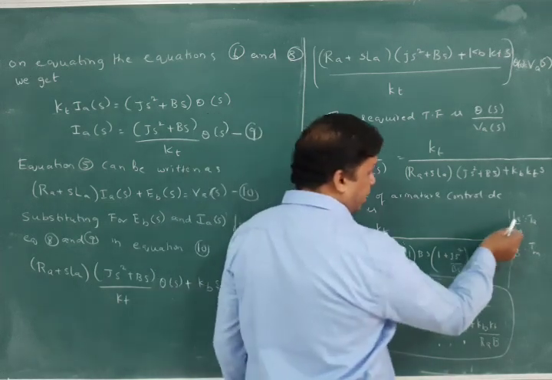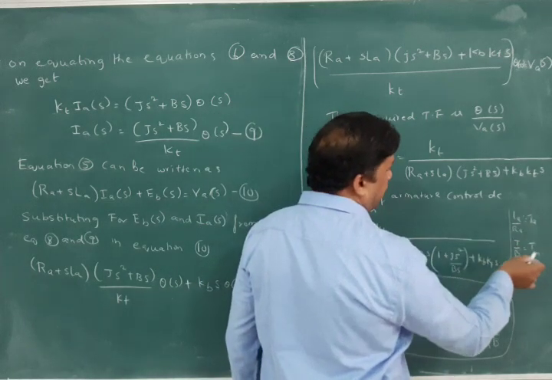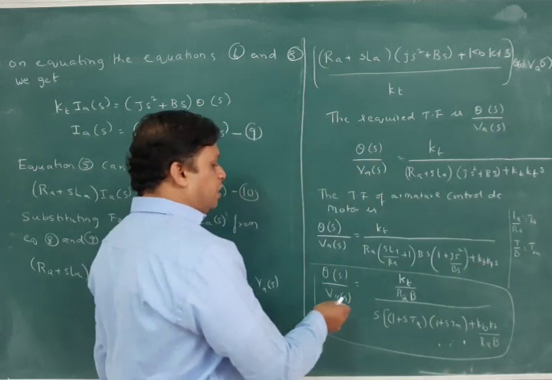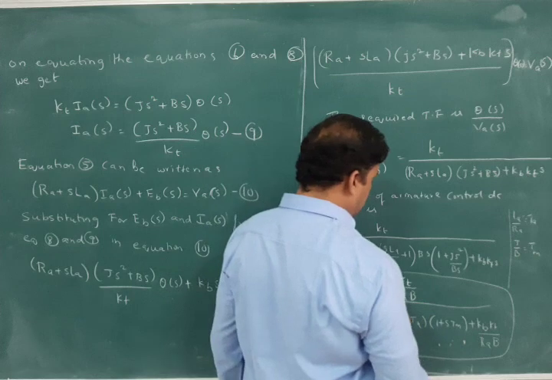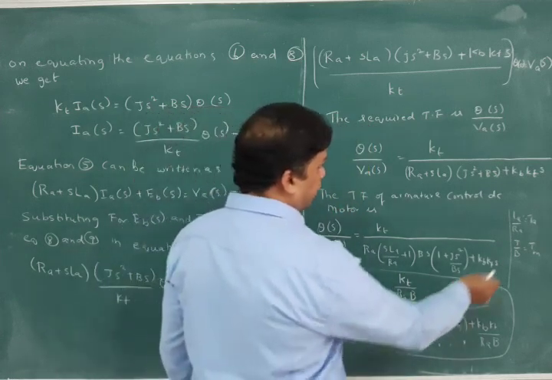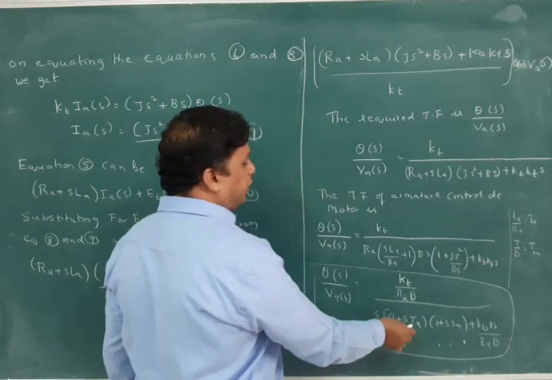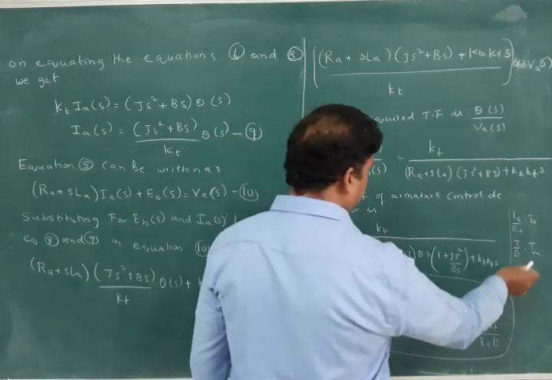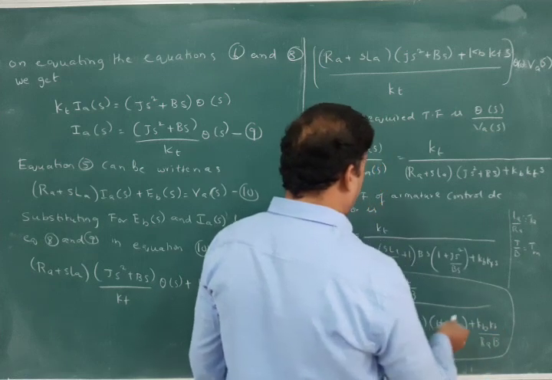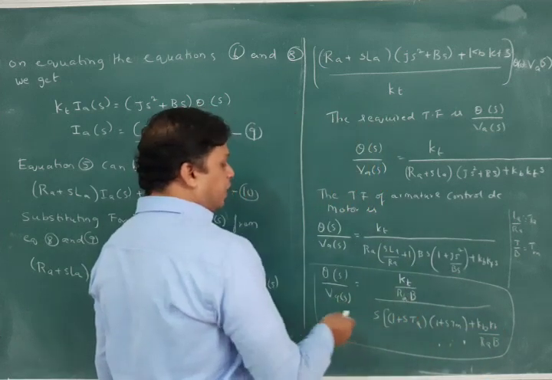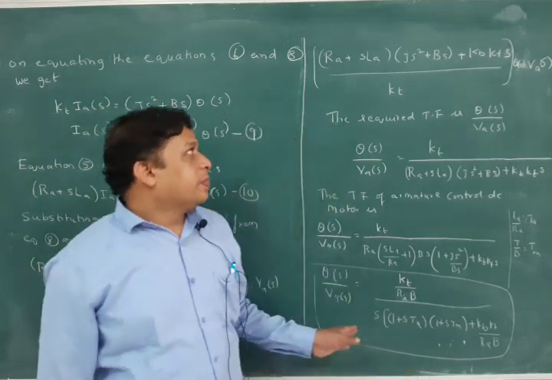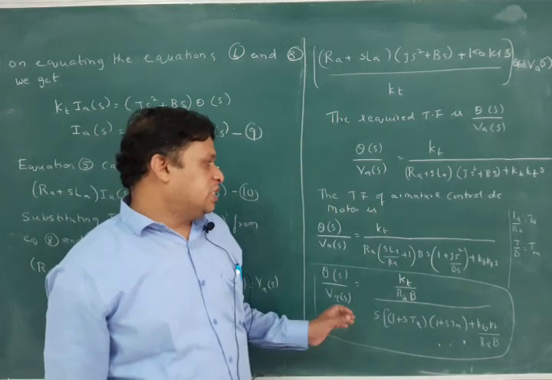Here I have written La by Ra is the electrical time constant Ta and J by B is the mechanical time constant Tm. So theta of s by Va of s is equals to Kt by Ra B into s into (1 plus sTa). We are substituting Ta instead of La by Ra, and instead of J by B we are substituting Tm, and therefore after proper simplification we got this transfer function. So this is the transfer function of the armature control DC motor.